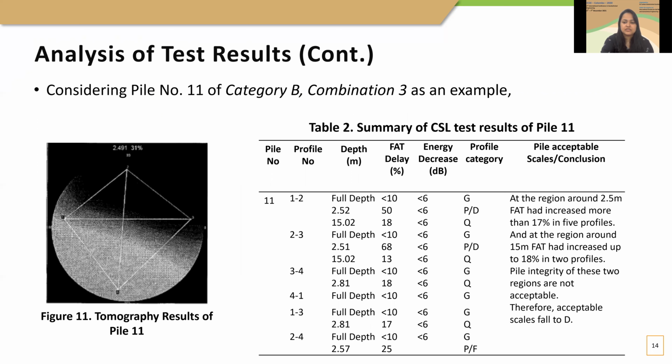Correspondingly, as in figure 11, the tomography analysis results have indicated a 31% defective zone around the 2.5 meter depth. So when considering these tomography and CSL results, this pile indicates a considerable defect through the CSL data.